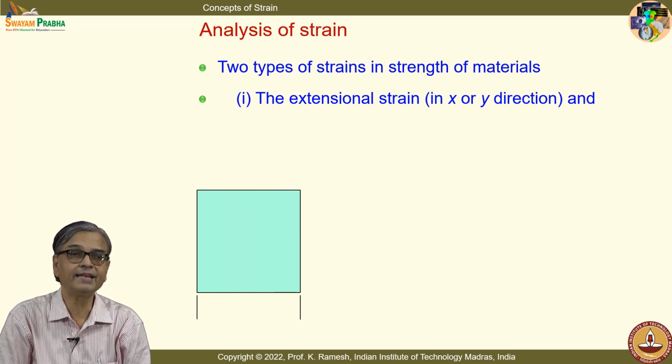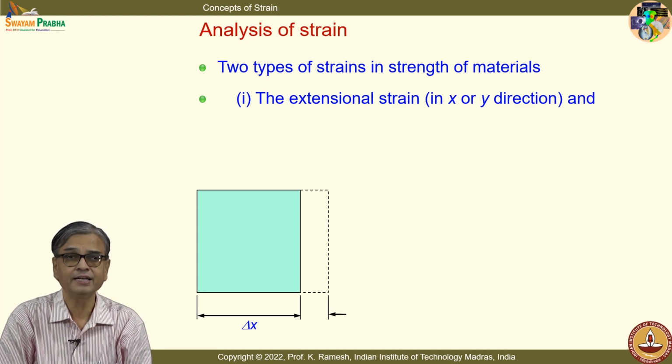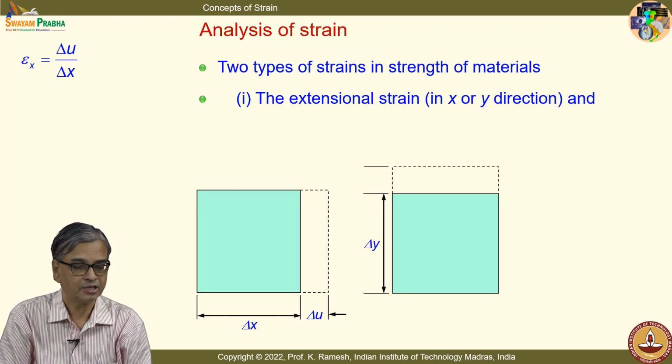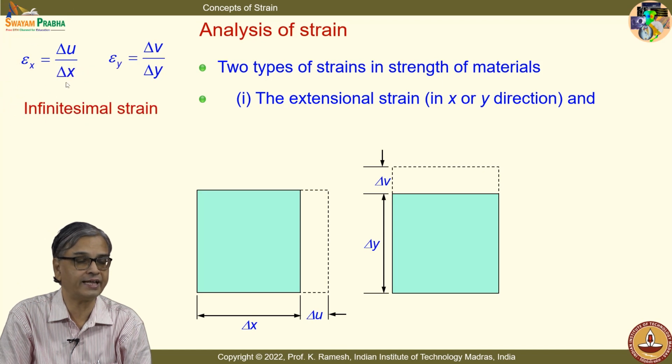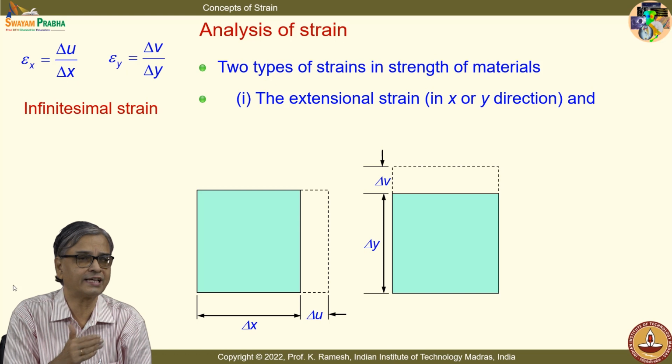I have a small element of size delta x and delta y. In the limit, we will say delta x goes to 0 and delta y goes to 0. And whenever there is an extension like this, I can have this as delta u, change in length, divided by the original length. I can call this the axial strain in the x direction, and you will also have two subscripts. The subscripts share the similar nomenclature that we have looked at. It will represent direction instead of the plane. The first one will show the direction.